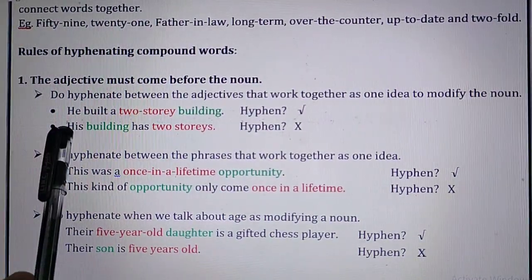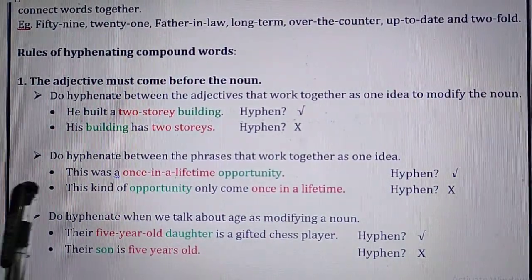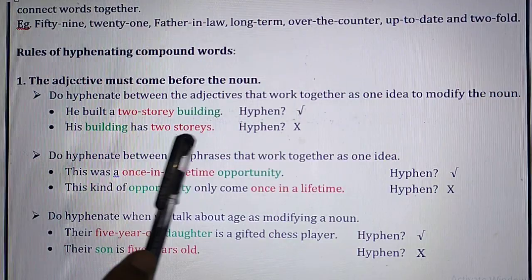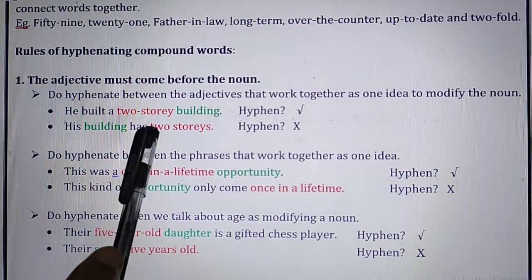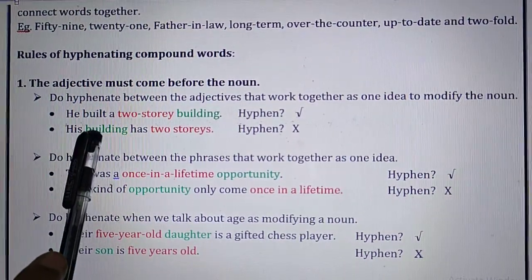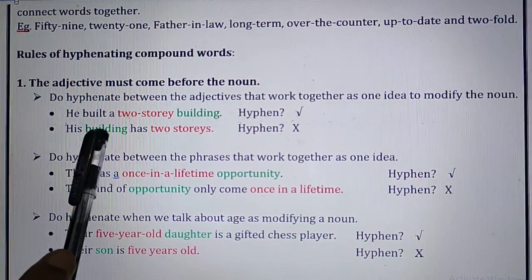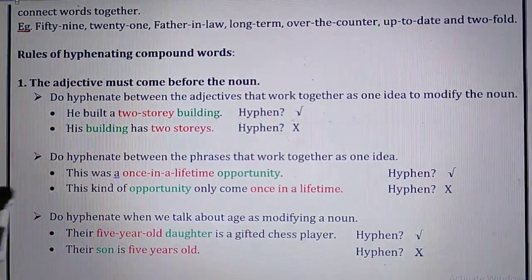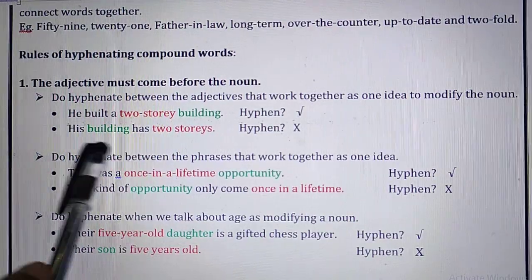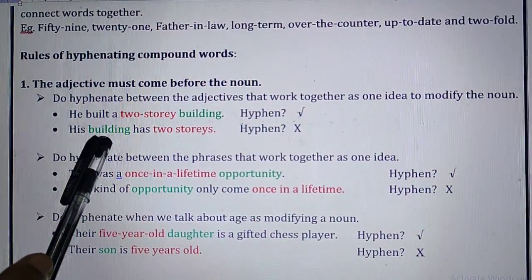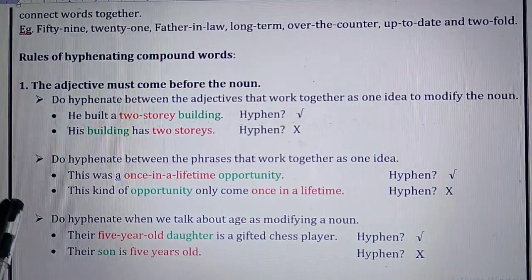So it is correct. This building has two stories. So here we are not using a hyphen. Why? Because these words which were modifying the noun building are placed after the noun. So when the adjectives are placed after the noun, then they won't have a hyphen in between.